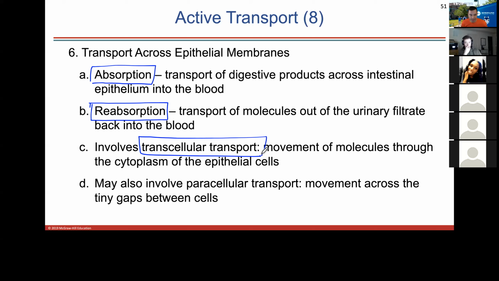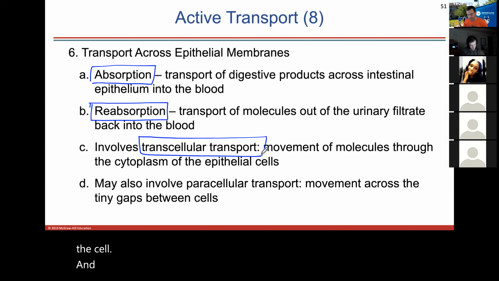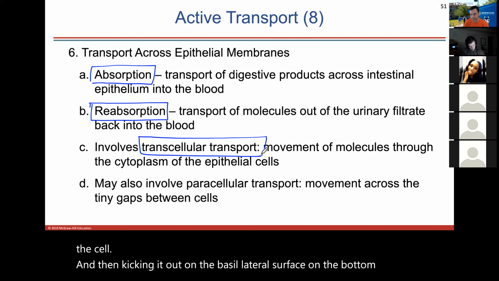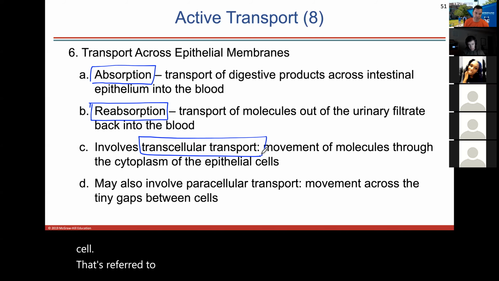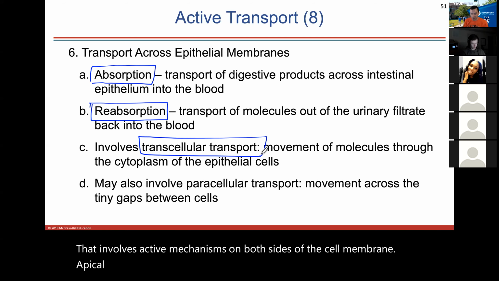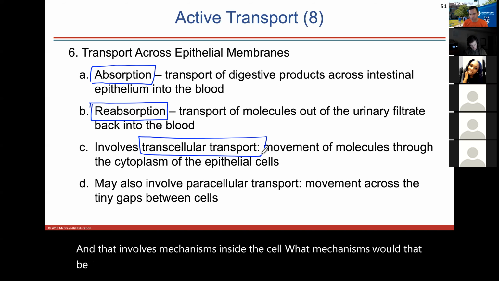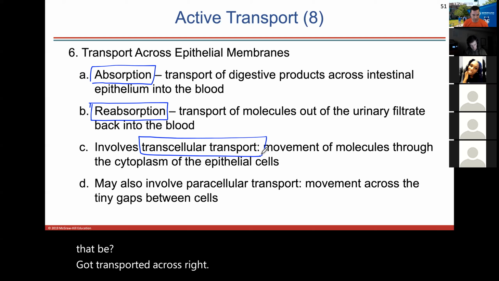If we say the word transcellular, that's the movement from the apical membrane, transporting it through the cell, and then kicking it out on the basolateral surface on the bottom of the cell. That's referred to as transcellular transport. That involves active mechanisms on both sides of the cell membrane, apical and basolateral, and mechanisms inside the cell. What mechanisms would that be? Well, I have to transport it across, package it up into a vesicle, and move it across.